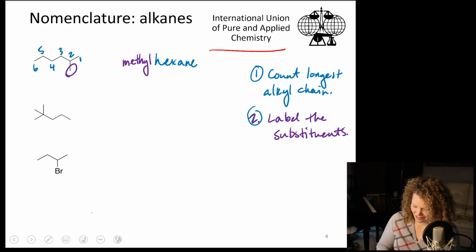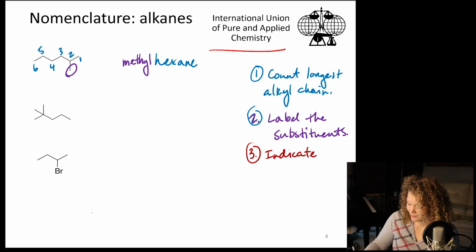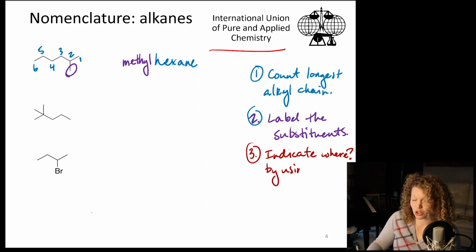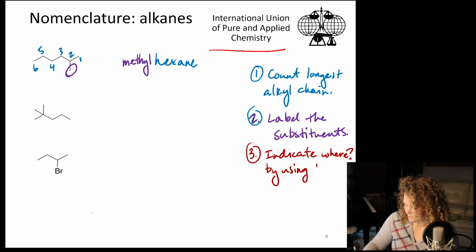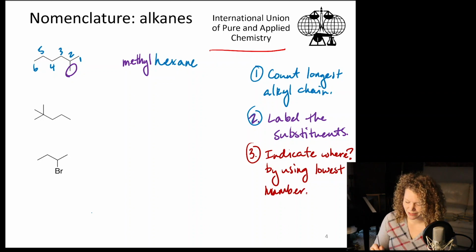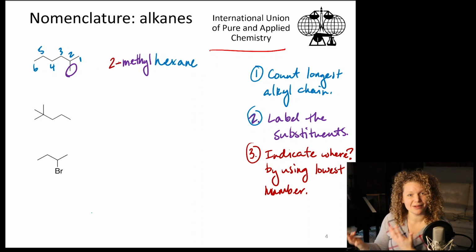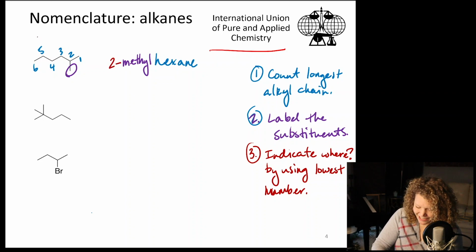Okay, so methyl hexane. And then the last step, step number 3, is you're going to indicate where. Where is this methyl? And you're going to use the lowest numbering scheme. And what do I mean by lowest numbering scheme? Well, as I look at this, our methyl is on carbon 2. So this would be 2-methyl hexane.